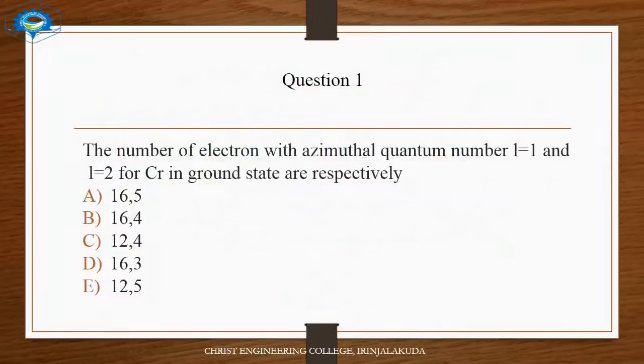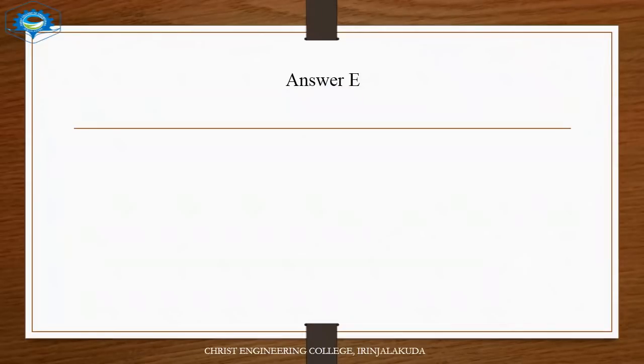Our first question is: the number of electrons with azimuthal quantum number L equal to 1 and L equal to 2 for chromium in ground state are, respectively? We have 5 options. Option A 16, 5. Option B 16, 4. Option C 12, 4. Option D 16, 3 and option E 12, 5. So what will be the answer? Our answer is option E.